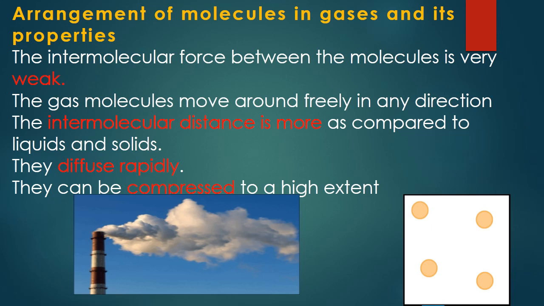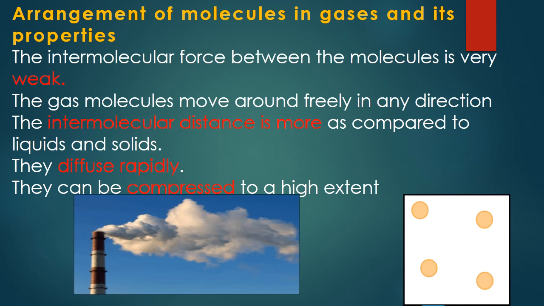Now, the gases also diffuse rapidly. For example, the harmful gases that are emitted from the industries, they very quickly diffuse into the air, into the environment, and we cannot see them.